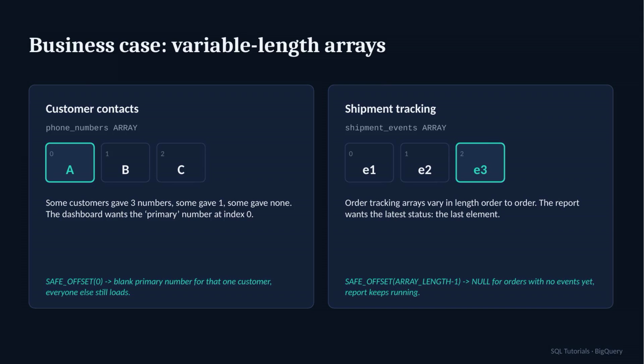Here's where this actually matters in a real business. Say you run an e-commerce platform. Every customer has a phone numbers array; some gave 3 numbers, some gave 1, some gave none. Your CRM dashboard wants to show the primary contact number, index 0. Write that with plain OFFSET, and the first customer with an empty array kills the whole dashboard refresh, for every customer, not just that one. Swap in SAFE_OFFSET(0), and that customer just shows a blank primary number. Everyone else's data still loads.